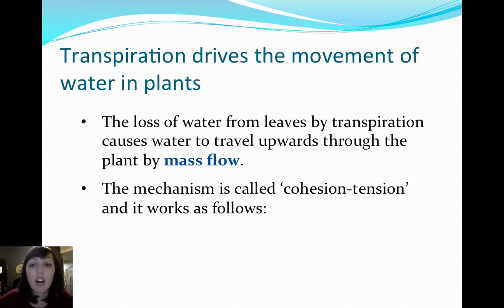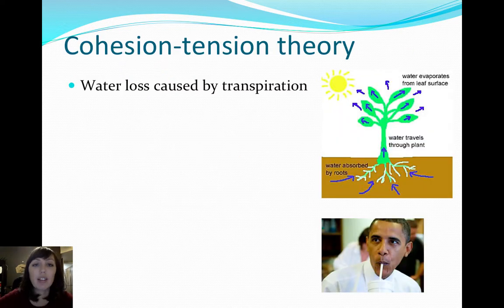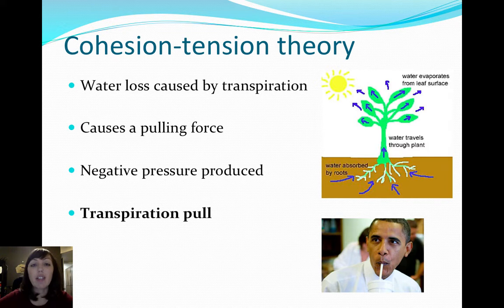The mechanism is called cohesion-tension, and it works like so. Water loss is caused by transpiration. It causes a pulling force, okay? And this is a negative pressure that is produced, and the transpiration is the pull, right? That pulls it up. So water is absorbed by the roots and through osmosis moves from root hair cell to root cortex cell. And it continues to move that way until it gets into the xylem. It moves up the xylem through transpiration.